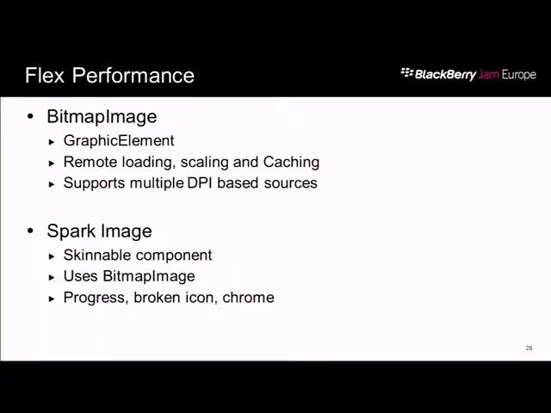But using Spark image is heavier than using the bitmap image directly. Bitmap image is just a bitmap, just the image inside the stage. So you can add a remote loading or set a different bitmap based on the DPI of the device. Of course, in BlackBerry 10, now we have just one DPI, but in the future, maybe you can port your application to PlayBook or to other devices, so you can set a different image for different DPIs.